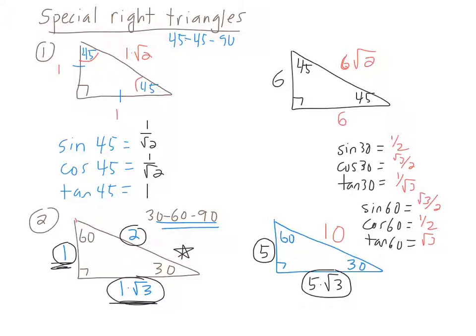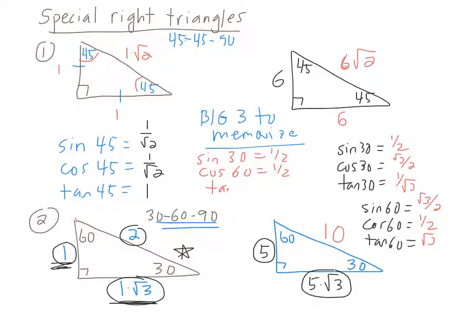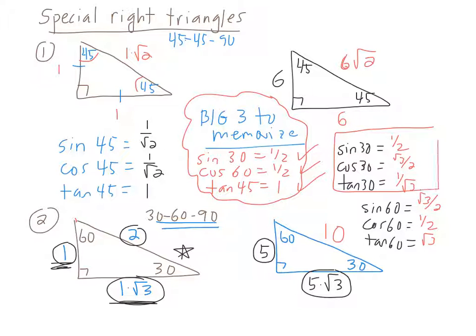Finally here, keep in mind what I like to call the big 3 to memorize. These are the ones that will show up the most often. You need to know that the sine of 30 is 1/2, the cosine of 60 is 1/2, and the tangent of 45 is 1. These are the ones that are most prevalent in no-calculator problems because the values end up being relatively nice numbers. All the other ones have radicals in them. I'm not saying you're never going to see the other ones, but you don't need to commit them to memory necessarily. Make sure you memorize those big 3.